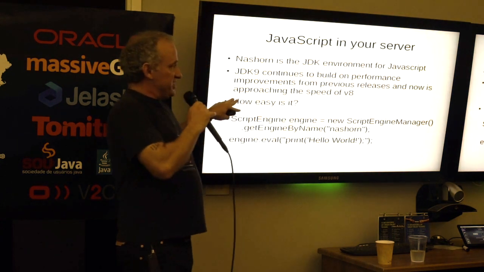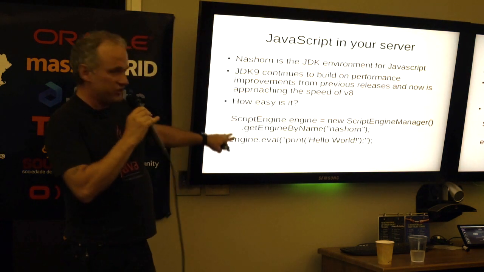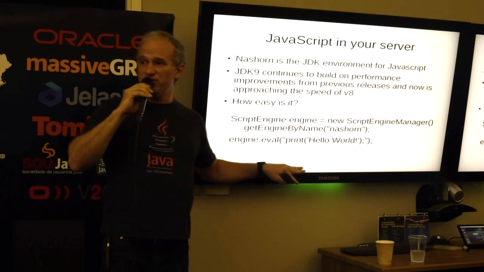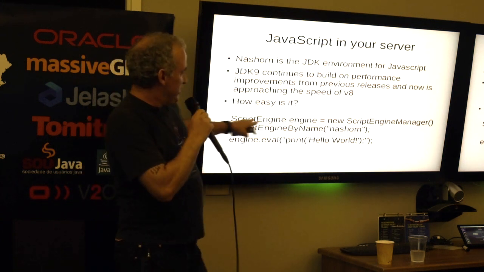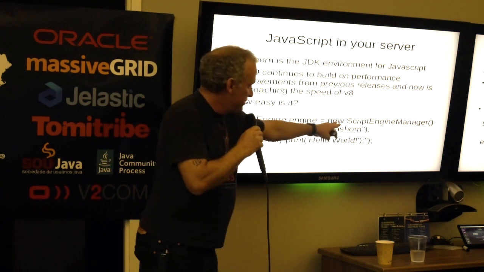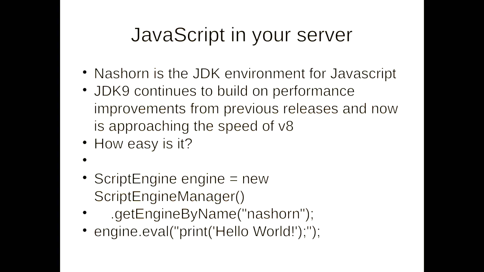And how easy is it to get going? These two lines show you a super simple example of doing a little JavaScript. You can ask for a new script engine from the script engine manager. You ask for it by name, Nashorn. And then here you go, engine eval, and you can put any JavaScript you want in there, and it'll run it. It will convert it to Java bytecode and execute it.